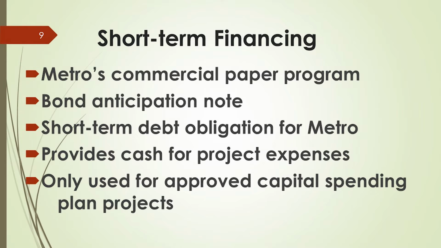Commercial paper is often discussed, but let me explain what this program really is. State law authorizes the use of bond anticipation notes for project financing. These are short-term obligations used to raise the cash for project expenses. Metro's commercial paper program is our method of issuing bond anticipation notes. The program is established by council resolution and includes agreements with participating parties. The terms of the program are established in the resolution and are for a specified period of time. Each new or renewal agreement requires a new authorization.